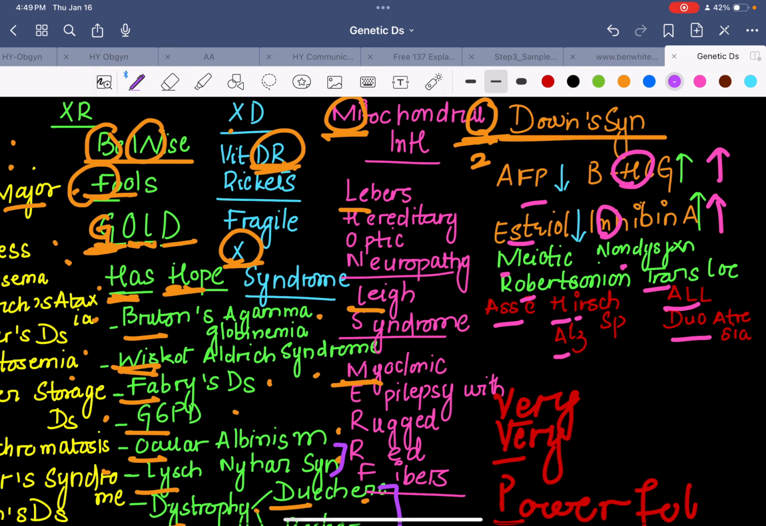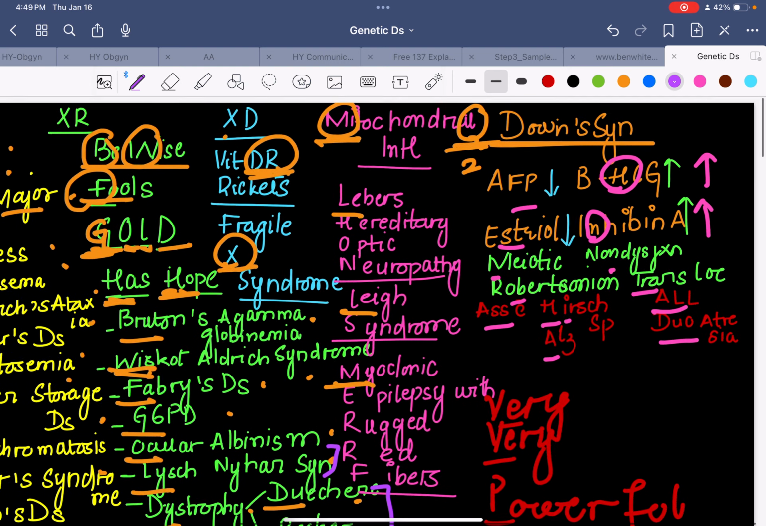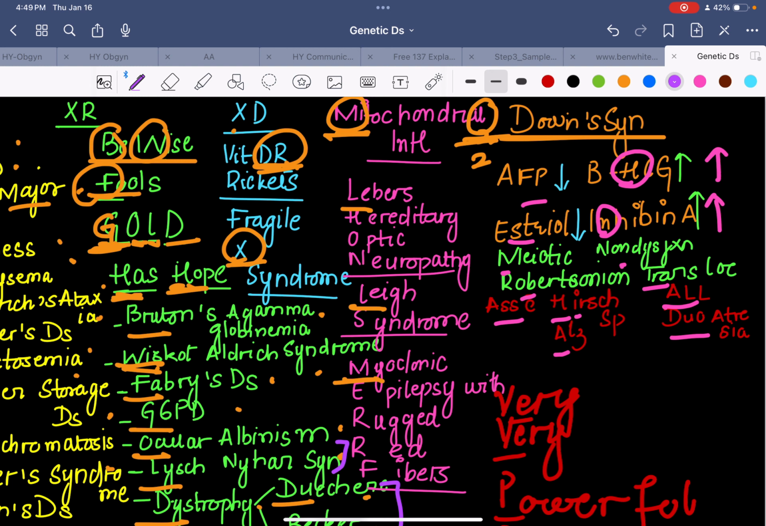Next up, we have the mitochondrial, which we memorized with MLL. M was for myoclonic epilepsy with ragged red fibers. L was for Leber's hereditary optic neuropathy and Leigh syndrome.